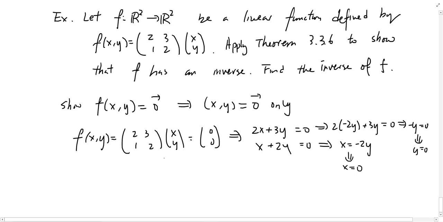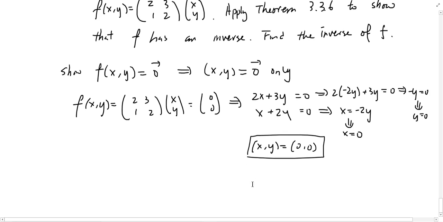And voila, the only solution in this case is that xy must equal 0, 0. There is no other solution other than this one. So therefore, it tells me that f of xy is one-to-one, and it has an inverse.